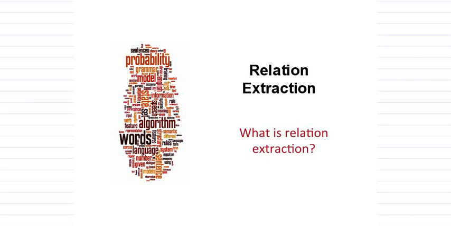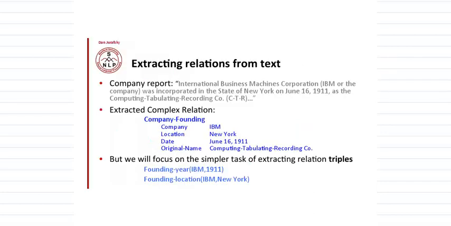As we discussed earlier, in information extraction we have primarily two kinds of subtasks: one is named entity recognition and the other is relation extraction. So what is relation extraction? Relation extraction is figuring out or extracting the relationships between the entities present in the text, right?